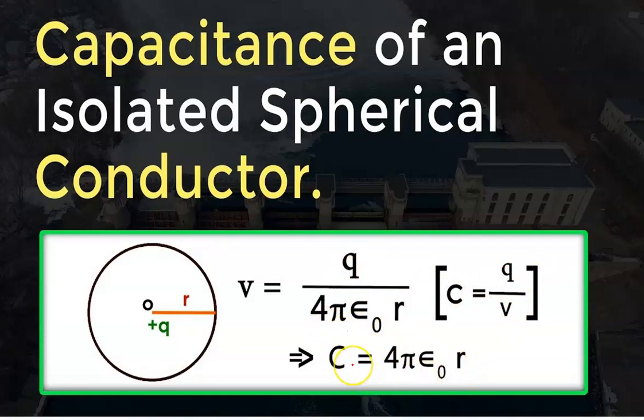So from here you can see that the capacitance of a spherical capacitor depends upon the radius, because 4 pi epsilon naught is a constant, so it is directly proportional to radius. More is the radius, more is the capacitance. Less is the radius, less is the capacitance. So radius is the factor that affects the capacitance of a spherical capacitor.